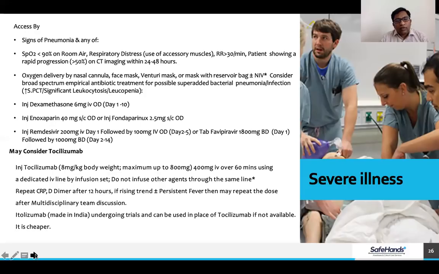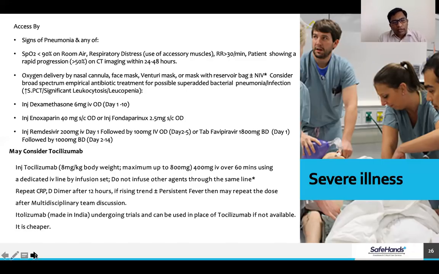Oxygen delivery by nasal cannula, face mask, venturi mask, or mask with reservoir bag, with or without NIV. Consider broad spectrum empirical antibiotic treatment for possible suspected bacterial pneumonia, or if procalcitonin is significantly high, or with leukocytosis or leukopenia. Injection dexamethasone 6 mg IV OD for 1 to 10 days. Injection enoxaparin 40 mg OD subcutaneous or fondaparinux 2.5 mg subcutaneous OD. Injection remdesivir 200 mg IV OD followed by 100 mg for 5 days, or favipiravir 1800 mg BD on day 1 followed by 1000 mg BD. However, favipiravir is not used now.